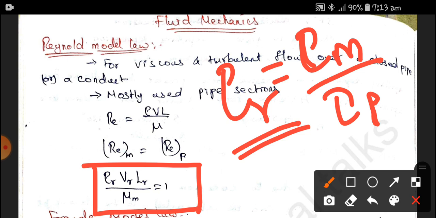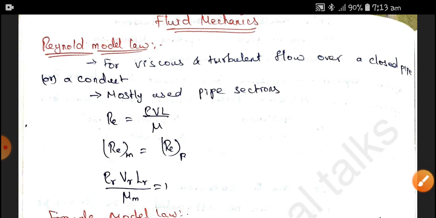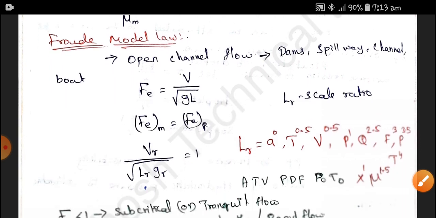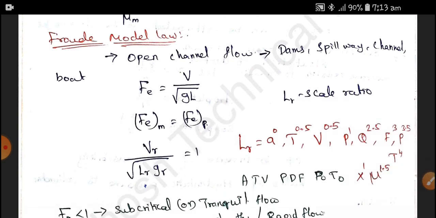So this is the output of the Reynolds Model Law, whereas the Froude Model Law is for open channel flow. The application is for open channel flow.